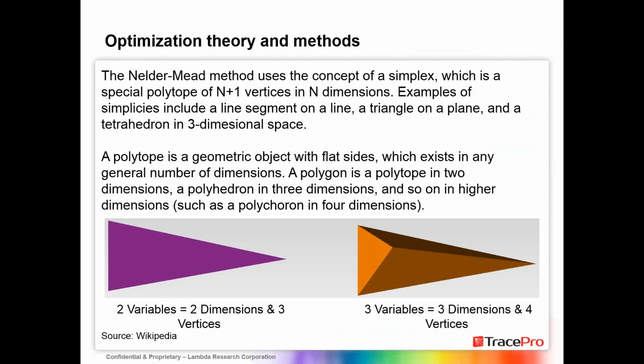So how does this work? The Nelder-Mead method uses the concept of a simplex, which is a special polytope of n+1 vertices in n dimensions. Examples of simplices include a line segment on a line, a triangle on a plane, and a tetrahedron in three-dimensional space. A polytope is a geometric object with flat sides, which exists in any general number of dimensions. A polygon is a polytope in 2 dimensions, a polyhedron in 3 dimensions, and so on in higher dimensions, such as a polychoron in 4 dimensions.